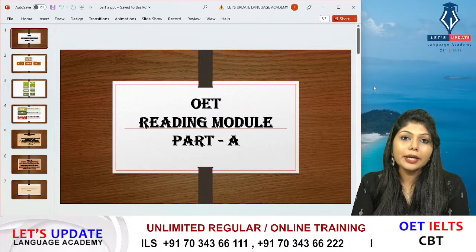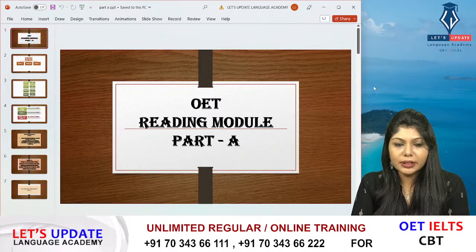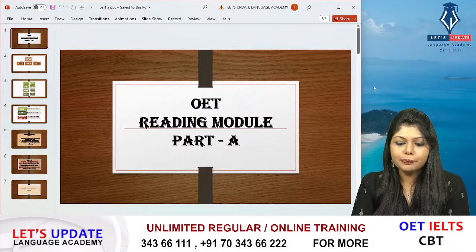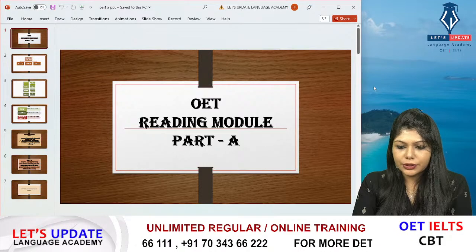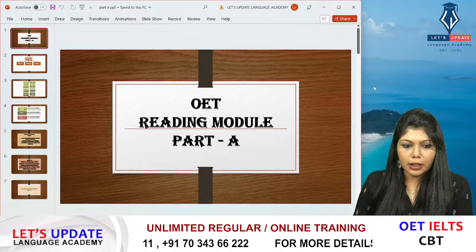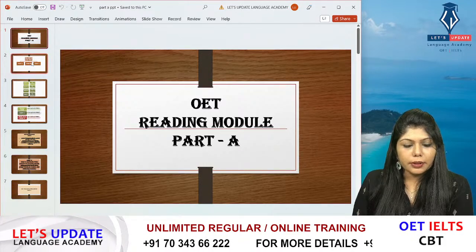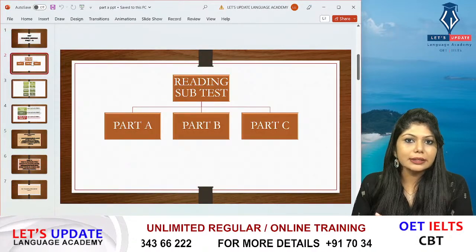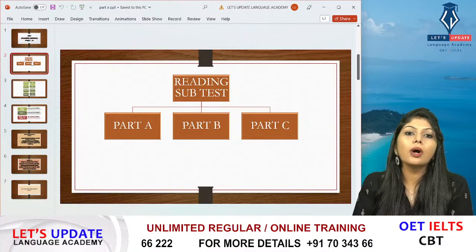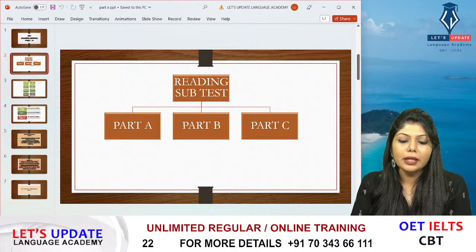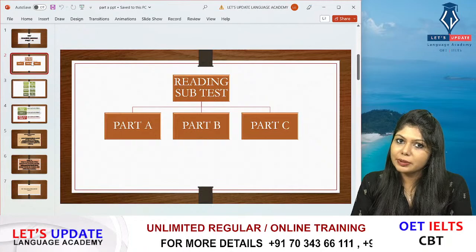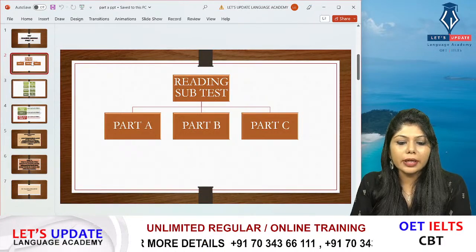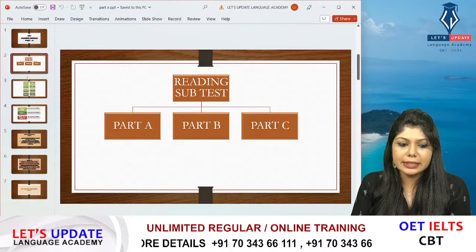So now we are about to begin the reading module discussion. We are going to discuss part A today. As you can see on the screen, the OET reading subtest is subdivided into three parts. This is especially useful for those of you who are attempting for the very first time, so these instructions are going to be crucial for you. The reading subtest is subdivided into three parts: part A, B, and C.